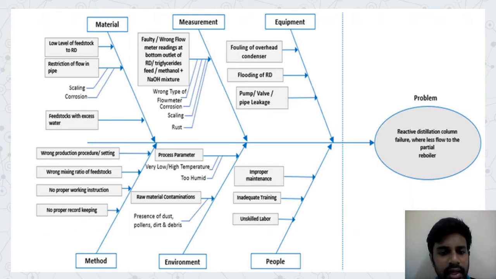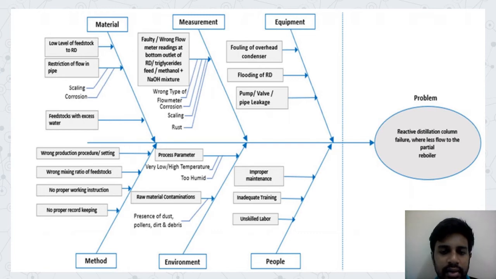And there's the possibility of raw material contamination, such as the presence of dust, pollen, debris, and dirt on the equipment where cleaning in place is not done, which will affect the overall equipment process later, causing less flow rate at the end. And for people, we have commonly improper maintenance done on all the equipment I've mentioned. Maybe that's an error there.